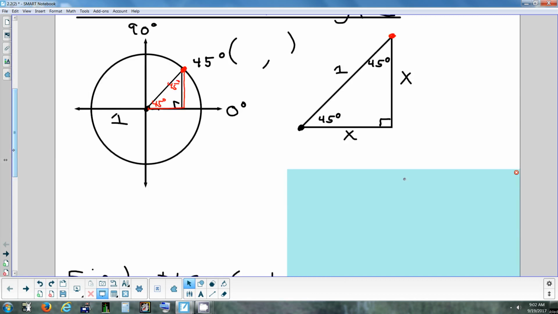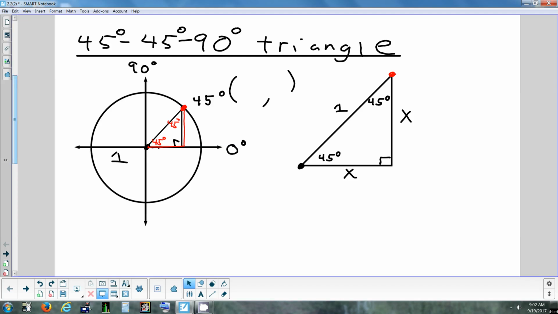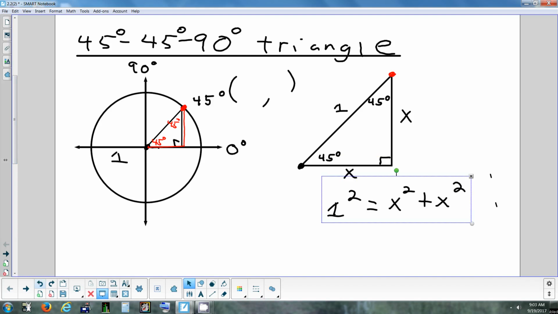All right, so now all I want to do is solve for x. So is there a theorem or a formula that we already know about right triangles that if you plug in the sides, you can figure out how long they are? Yeah, we're going to plug all that into the Pythagorean theorem. Could you tell me, plugging in 1 for the hypotenuse and x for the legs, what it would look like when you fill it all in? It'd be 1 squared equals x squared plus x squared. Yep. 1 squared equals x squared plus x squared. Questions on that part?